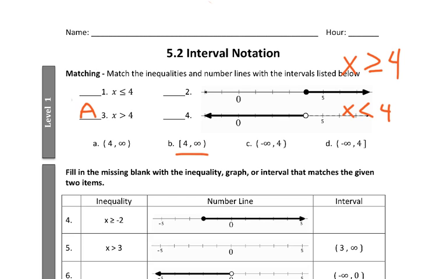Okay, but here on number B, we have a bracket, which means that we want any number between 4 and infinity, and we will include the number 4. So we want any number greater than or equal to 4. Well, number 1 is looking for numbers less than or equal to 4. Number 2 is looking for any number greater than or equal to 4. Oh, that's what we just said that we wanted. So we know the answer to number 2 is B.